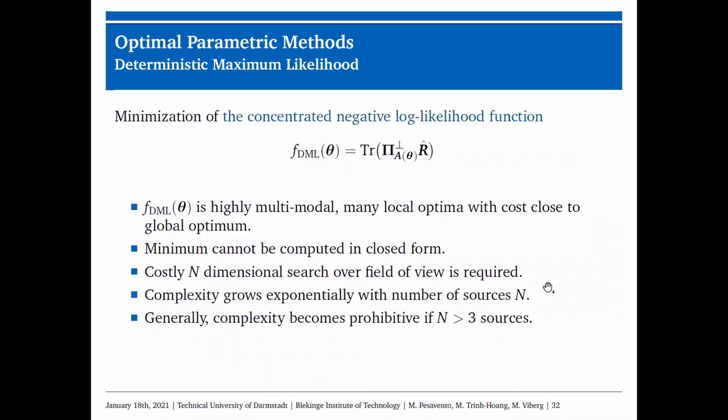So deterministic maximum likelihood minimizes this function here, which is proportional to the negative log likelihood. In general, it's a highly multimodal function, which means that it has many false local minima. Some may have values close to the global optimum, which makes the optimization computationally costly. For a full search, the complexity grows exponentially in the number of sources, and it becomes intractable for n larger than 3. And in practice, it may be too costly even for n equal to 2.